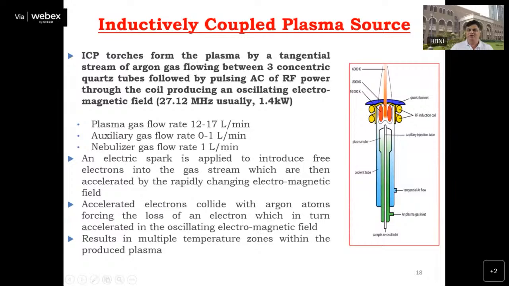And then these electrons collide with the argon atoms, forcing the loss of electrons, which in turn accelerate in the oscillating electromagnetic field, resulting in multiple temperature zones within this produced plasma. So you can see that here we have plasma zones from 10,000 Kelvin to 8,000, 6,000. So this is our analytical zone, which is the most preferred one.